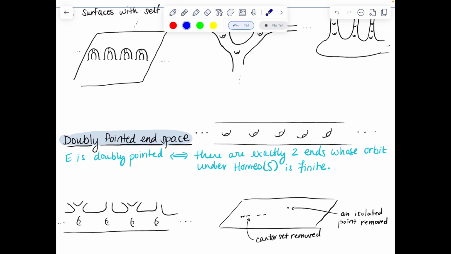Another example is the plane with the Cantor set removed and then a point removed. So there's one end off the edge of the plane, and then there's one end from the point being removed, and those are special and have a separate orbit from the Cantor set.